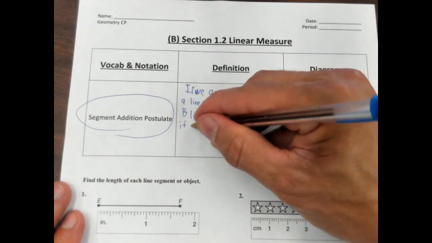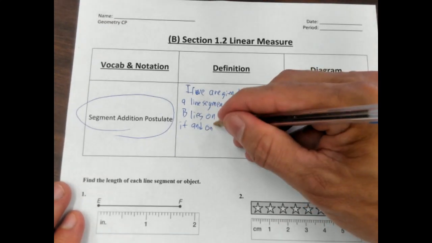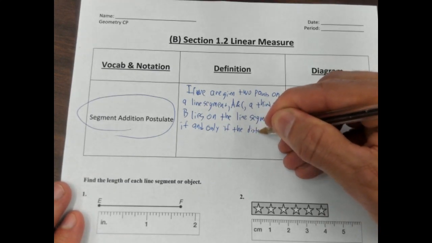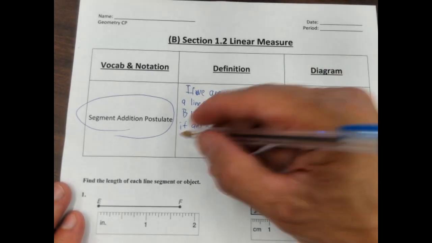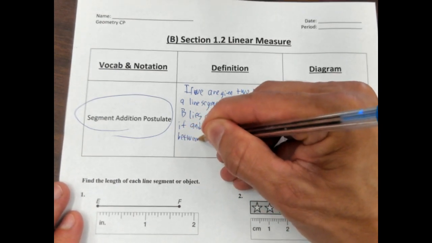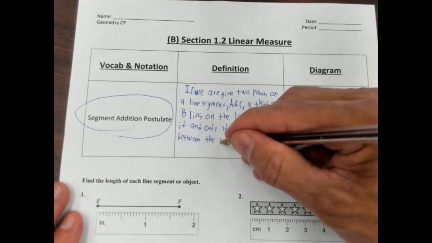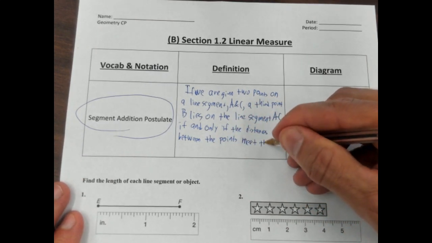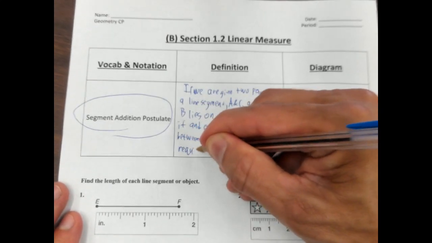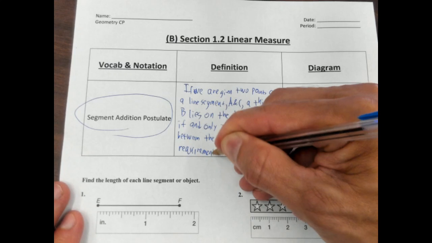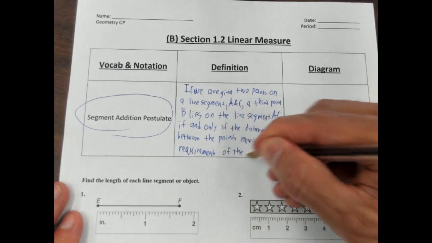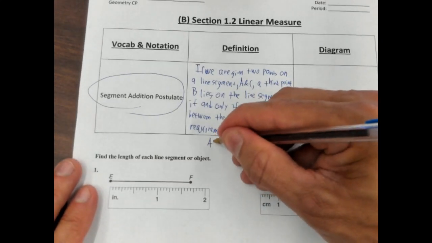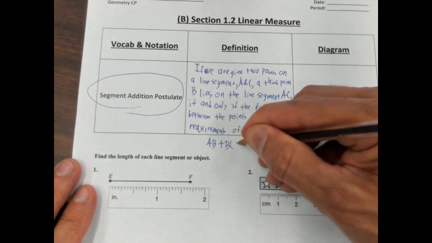If and only if the distances between the points meet the requirements of the following equation, okay? And that equation is this: AB plus BC equals AC.